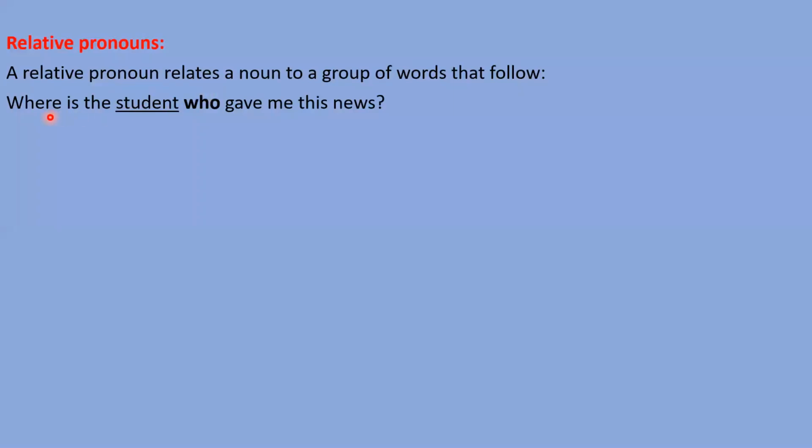Okay, again understand the sentence. Where is the student who gave me this news? So in this, who is the relative pronoun, right? And this who word has been used for the student, right? So the student is the antecedent of this who word, of this relative pronoun, right?